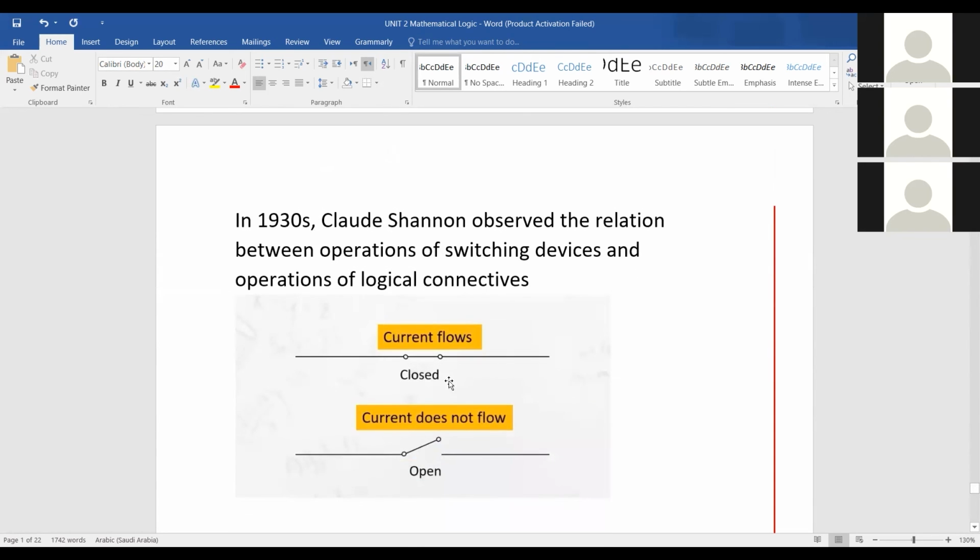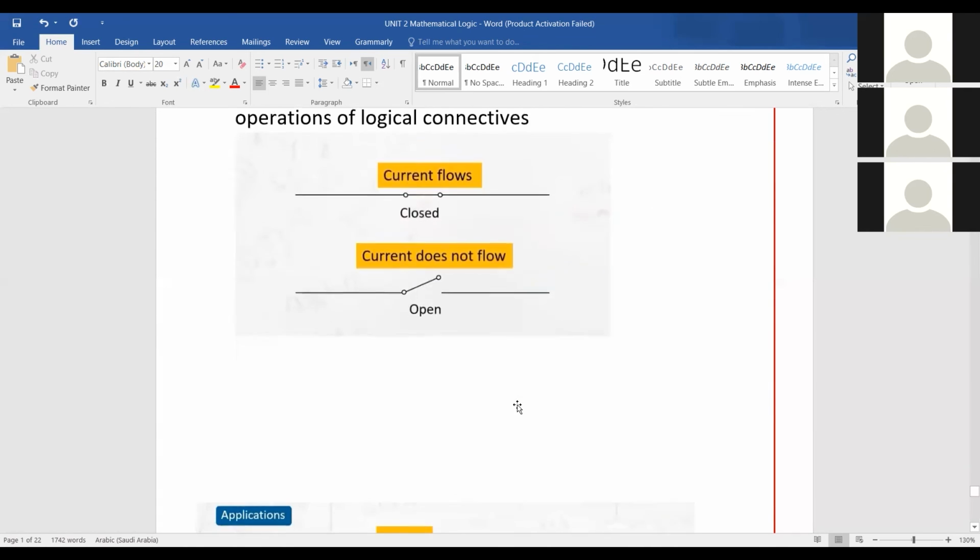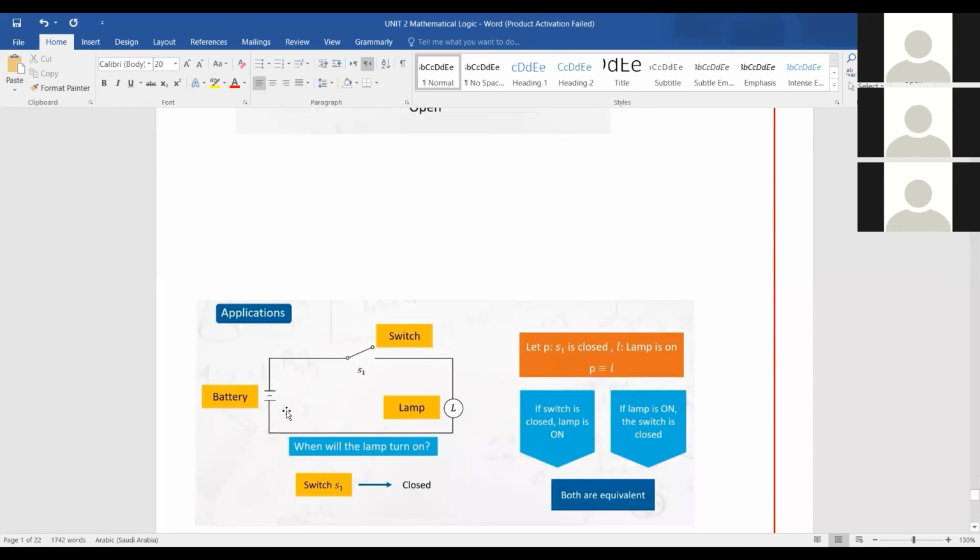This is the diagram for the current flow. This is a switch. When it is closed, then we say the current flows. When the switch is closed, obviously, then current will flow. And when the switch is open, current does not flow. This is a circuit diagram. Here we have the switch, we have the lamp, and we have the battery. In this case here, the switch is open. So will current flow or no?